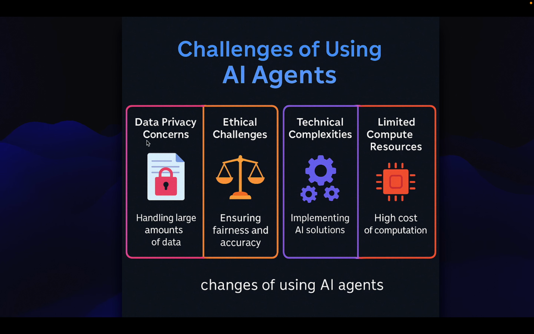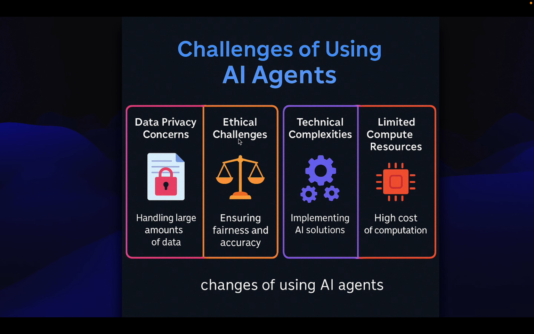The first is data privacy. AI agents need a lot of data to function well, and this raises serious concerns around security, storage, and consent. Handling sensitive information like healthcare data, messages, or user behavior must follow strict compliance policies like GDPR and HIPAA. These are things we'll talk about in upcoming videos.